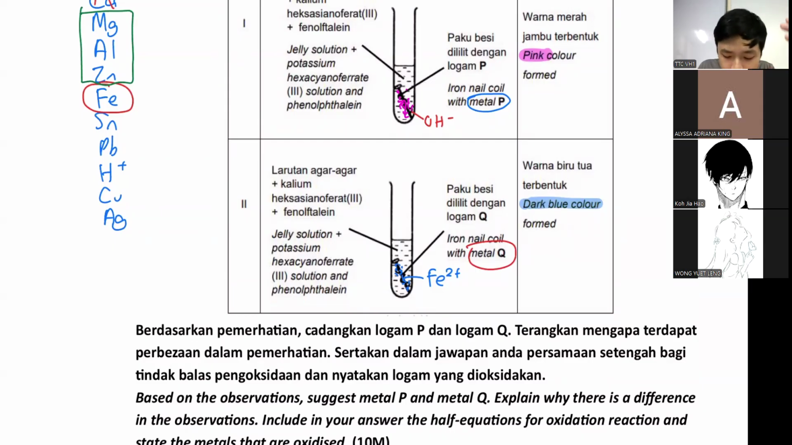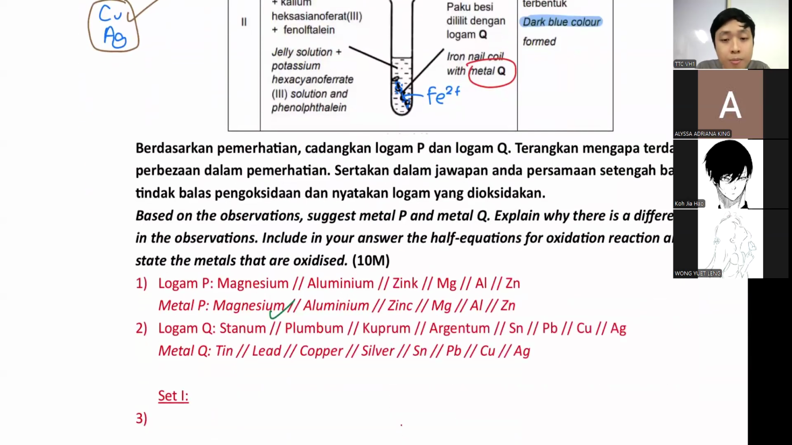Which one speeds up the rusting of iron? Either one: tin, lead, copper, silver. Out of these four metals, any can. But normally I recommend copper. So only 2 marks secured if they ask only to suggest. Suggest means you can write the name or write the formula. Accepted. But you have to include.